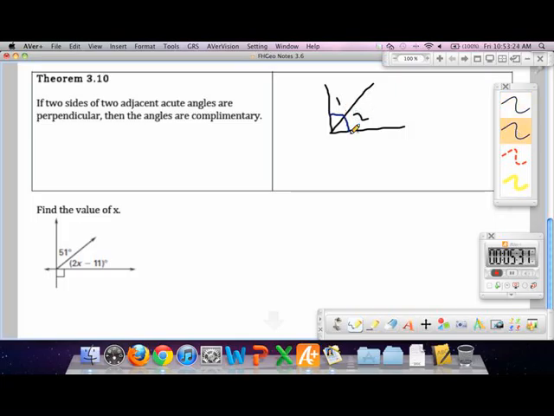So this theorem says that if I start with this picture, two sides of two adjacent acute angles, two sides of two adjacent, smaller than 90-degree angles, if they're perpendicular, if that's true, then I know that those angles have to have a special relationship. What relationship is that? Then they must be complementary. If you start with this picture, then you know that measure angle 1 plus measure angle 2 must be 90 degrees.